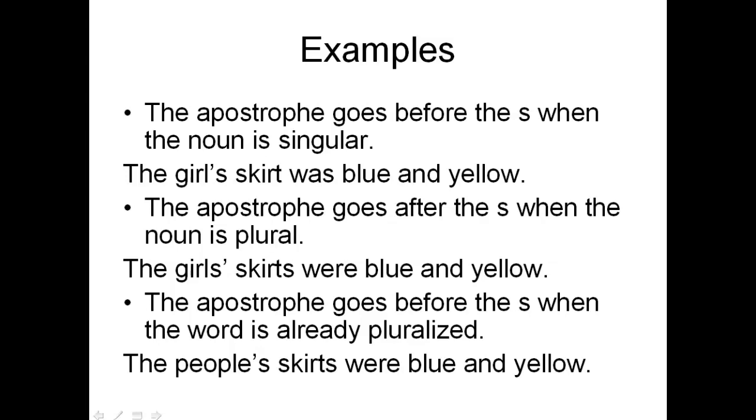Next rule, the apostrophe goes before the S when the word is already pluralized. So our example here is the people's skirts were blue and yellow. So here that word people, that's already plural. The singular is person, the plural is people. People's skirts. So you've got multiple people and you've got multiple skirts. So therefore we use the apostrophe S because people is already plural.